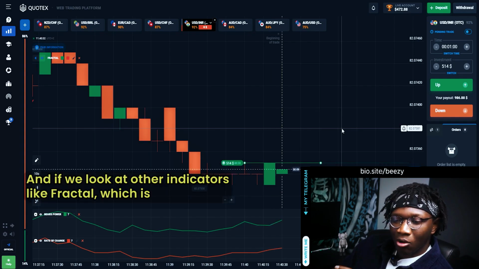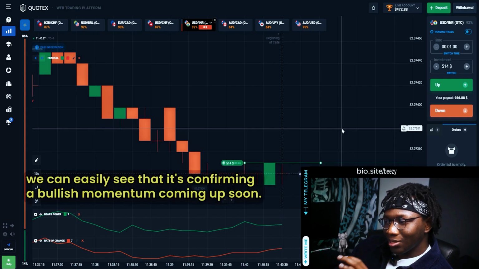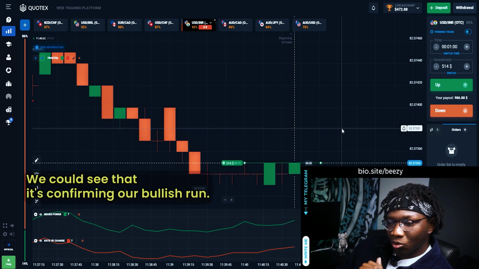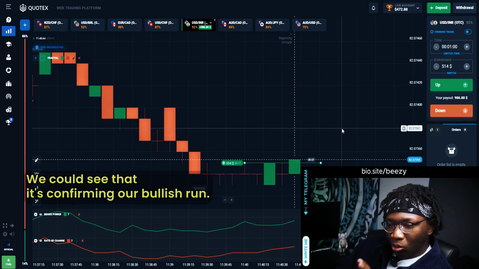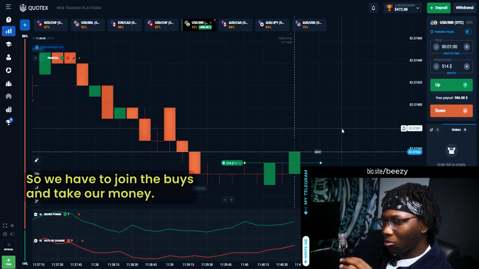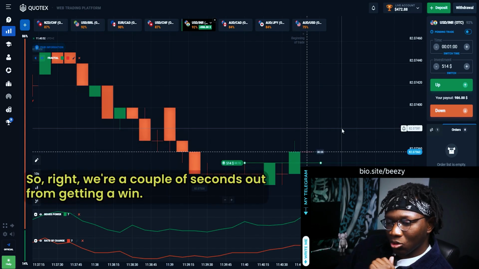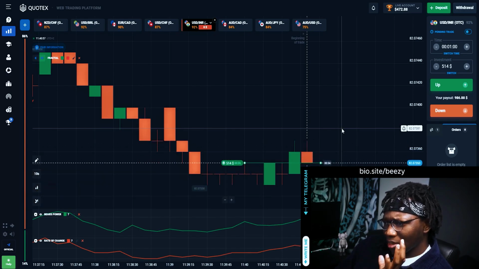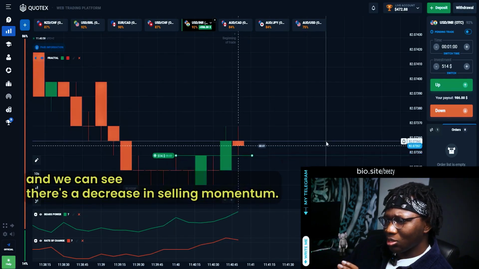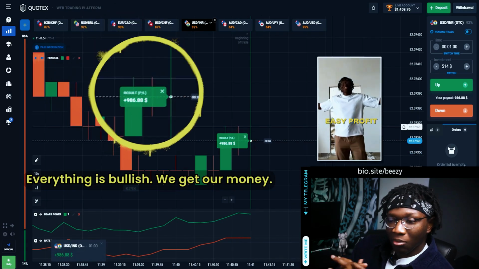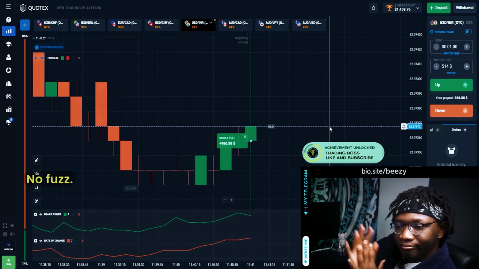If we look at other indicators like fractal, which is the one on top, we can easily see that it's confirming a bullish momentum coming up soon. Also, if we look at bearish power, we can see that it's confirming our bullish run. So we're seeing people go into the market and people are buying. We have to join the buys and take our money. We're a couple of seconds out from getting our win. We are in the money. We can see there's a decrease in selling momentum, so we should easily be able to get this. Everything is bullish. We get our money. No fuss. We're in the money.